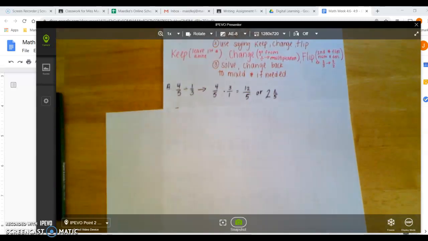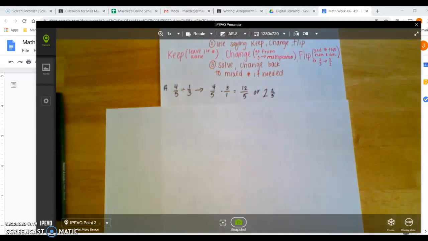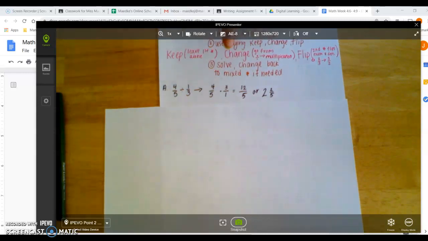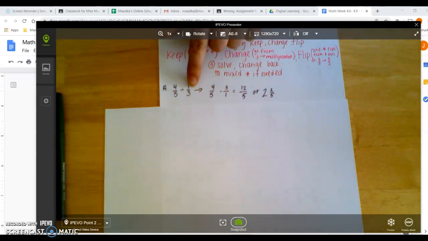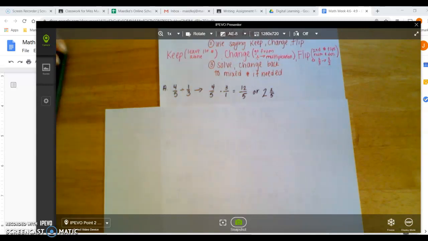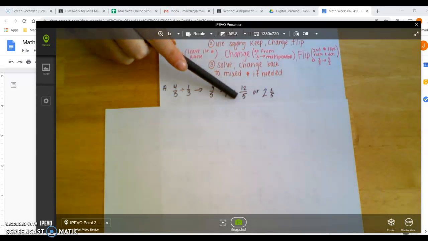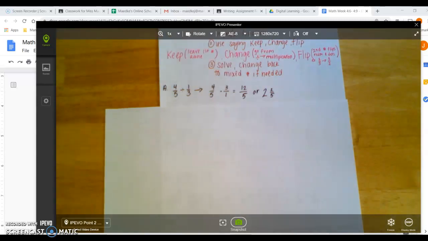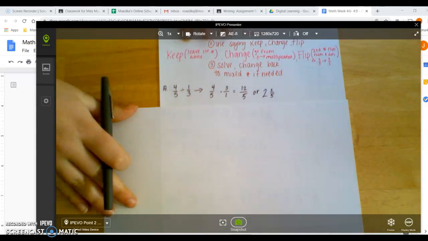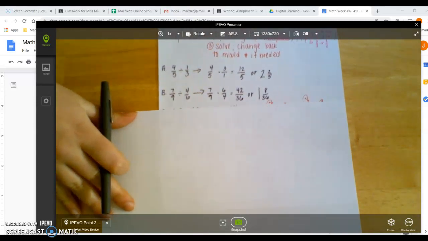So let's look here at our first one. It says 4/5 divided by 1/3. We keep our first number, so 4/5 stays the same. We change our division to multiplication, and we flip our second number. So 1/3 turns into 3/1. Then you multiply across to get 12/5, and we know that is an improper fraction. So either we can keep 12/5 or we can change it to 2 2/5. Either way is correct.